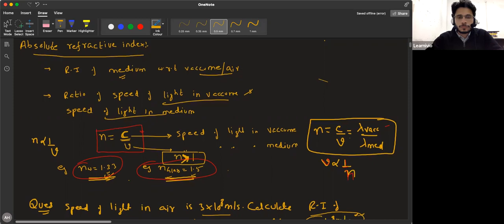Sir, is n greater than 1? The refractive index of all media is greater than 1. The minimum refractive index is for vacuum or air, otherwise it's always greater than 1.